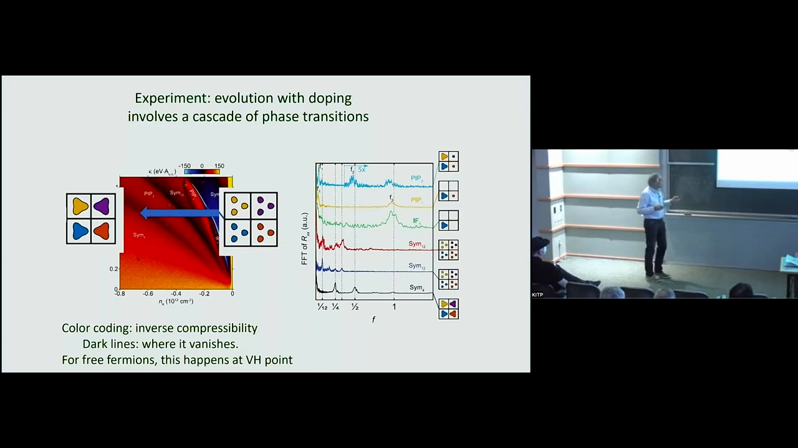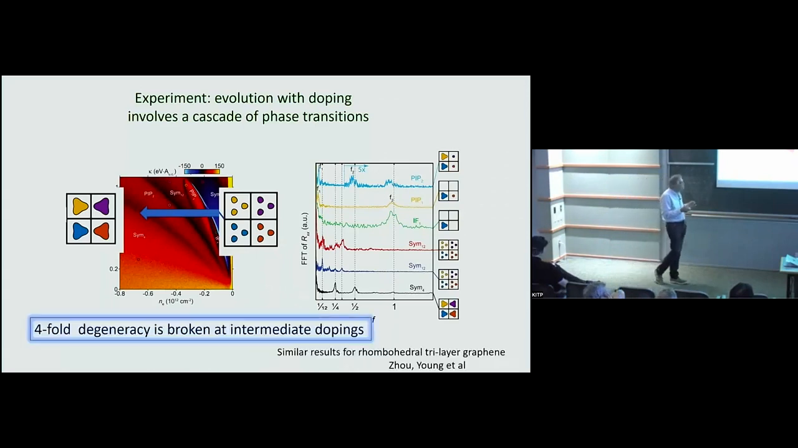You start with small pockets, and they're fourfold degenerate. You end up with larger pockets, which are also fourfold degenerate. But in between, you clearly lose this fourfold degeneracy. And this loss of degeneracy means that the system goes into some other state.